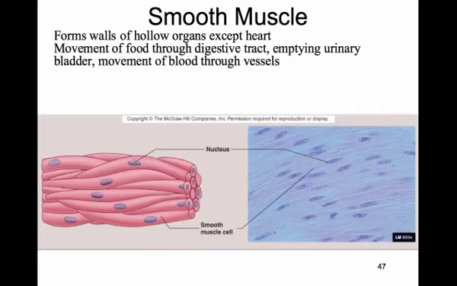And then smooth muscle is non-striated, so in this picture you don't see the bands like you did in the other. And it's tapered at each end, so it's kind of fat and then tapered at each end. And it's part of the digestive tract, emptying the urinary bladder, moving the blood through vessels.